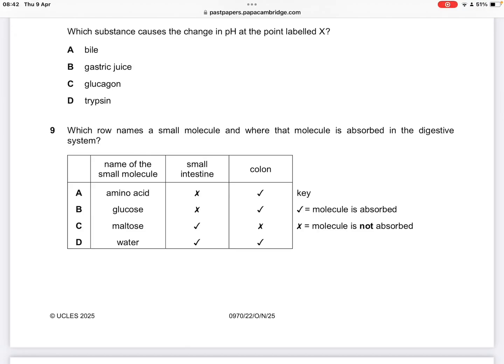Maltose, small intestine, yeah, okay. The reason why that is wrong, little trick there: maltose is not absorbed as maltose, it's still too big. Maltose is actually two glucose molecules bonded together, so it needs to be broken down. So C is a red herring, in the terms that it's not a small molecule. It's what we call a disaccharide, so it's a sugar that still needs to be broken down to its simplest form, which is glucose. So no, C is out.